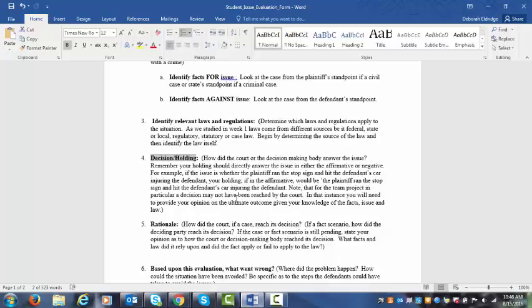So, we stated earlier that the issue was whether the defendant violated the Americans with Disabilities Act by not having parking for the disabled. Okay? So, if your answer is that it did, then your holding is going to be the defendant did violate the Americans with Disabilities Act by not having parking for the disabled. That is literally your holding. If your holding were in the negative, then you would say the defendant did not violate the Americans with Disabilities Act by not having parking for the disabled.